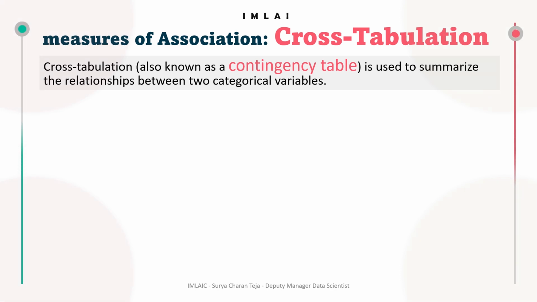Remember that, don't get confused. Cross tabulation is nothing but a contingency table analysis. It is most often used to analyze categorical data, or to put it in an exact way, nominal measurement scale data. Here we have mentioned it is used to summarize the relationships between two categorical variables, but in a specific way, it is a nominal variable.